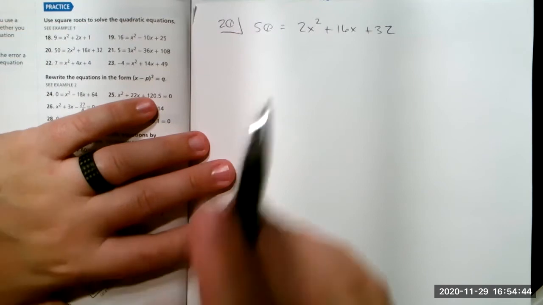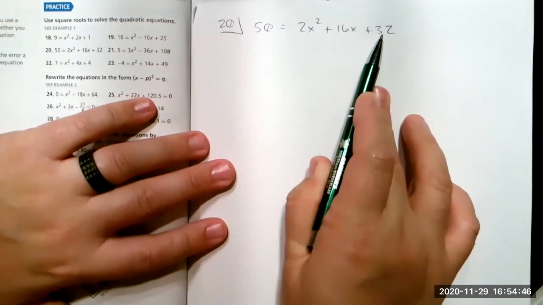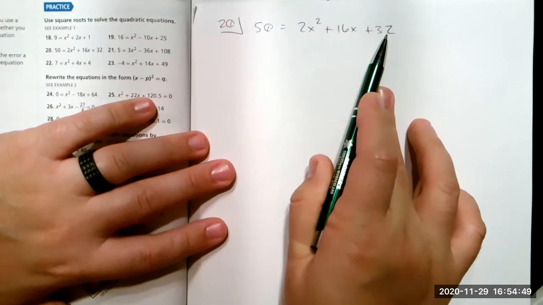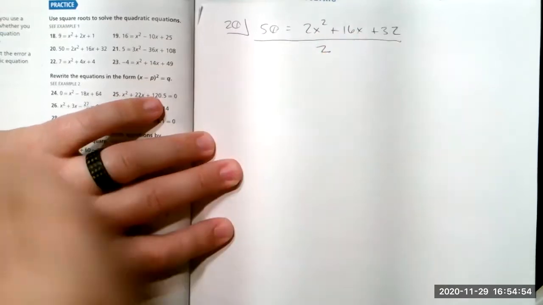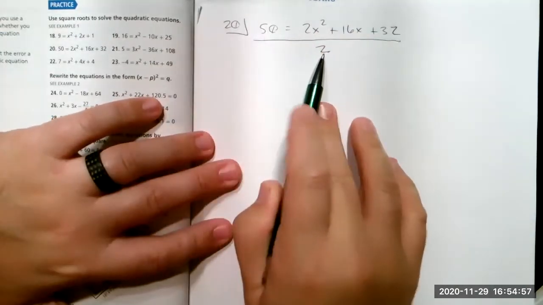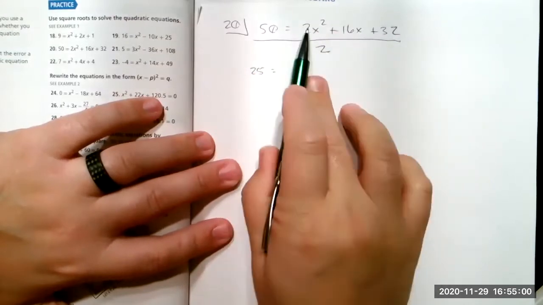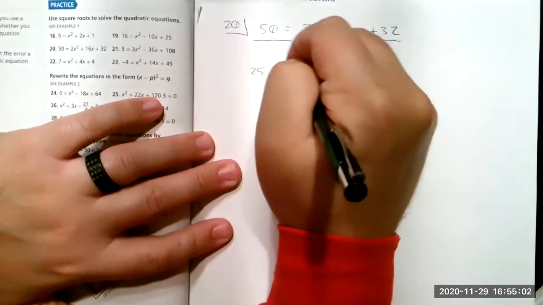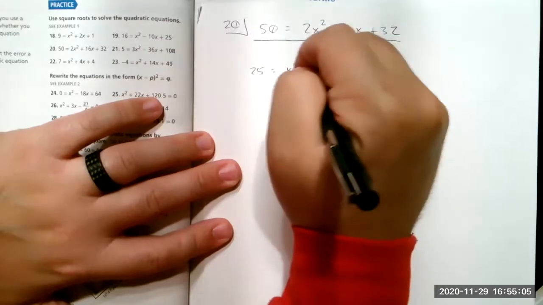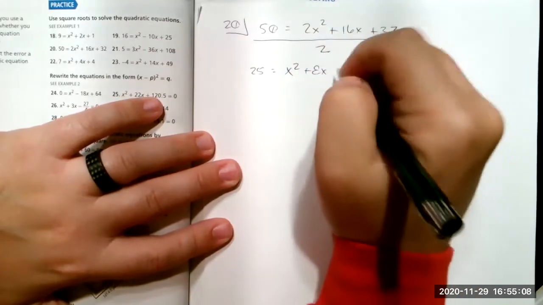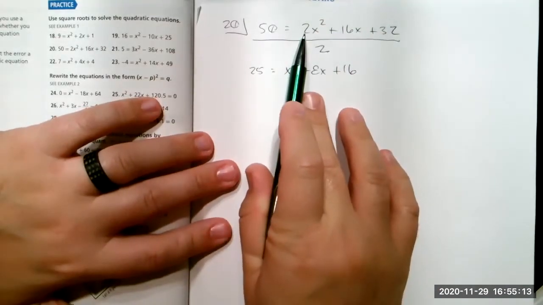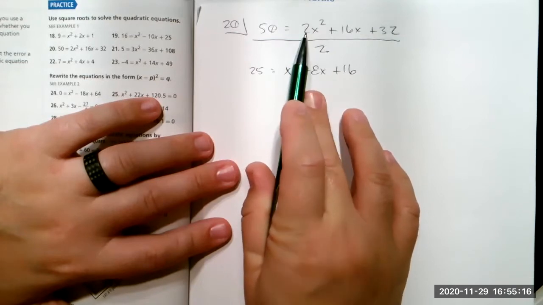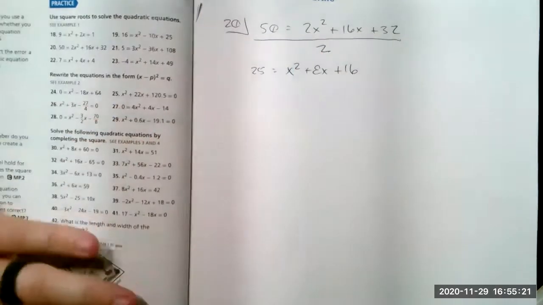Looking at this, I'm noticing that all of these numbers are even, right? 50, 16, 32. So I think I can take this and divide that entire equation by 2. So 50 divided by 2 is 25. 2 divided by 2 is 1. 16 divided by 2 is 8. 32 divided by 2 is 16. And that took care of, remember that requirement, rule number 1, where that leading coefficient has to be a +1. It can't be negative, it can't be something else, otherwise we're not going to be able to do the perfect square, or to complete the square.